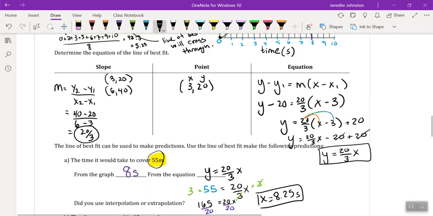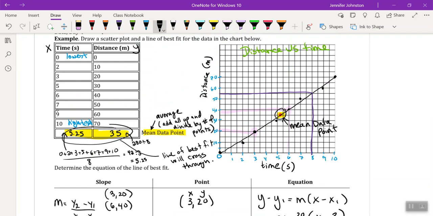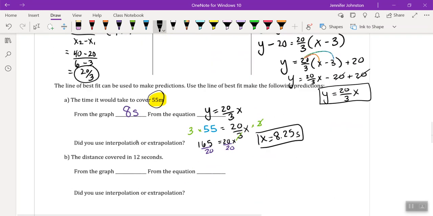Since we're looking at this inside the data points, like we found this information at 8, so it's inside the data points, that's called interpolation. We use interpolation because it's inside the data. Again, press pause, rewind, fast forward. If you need to relook at this, please do.